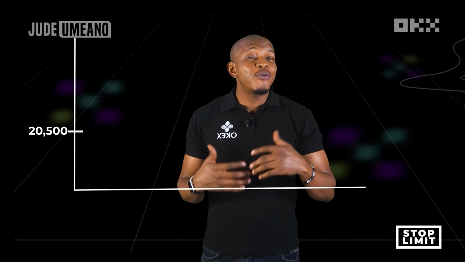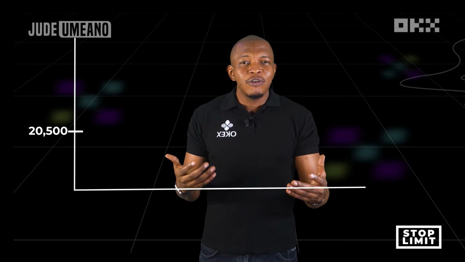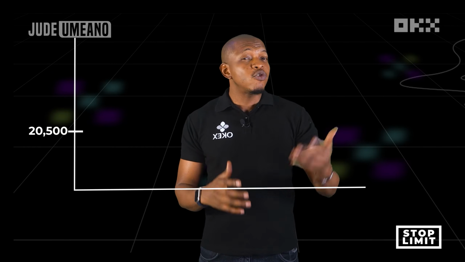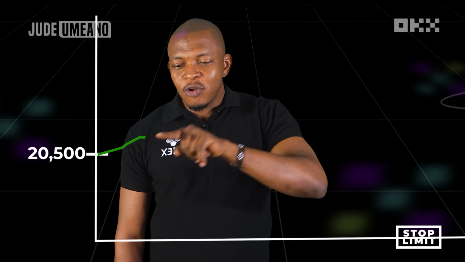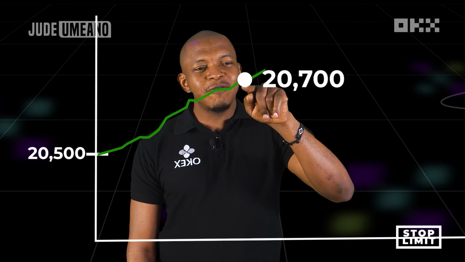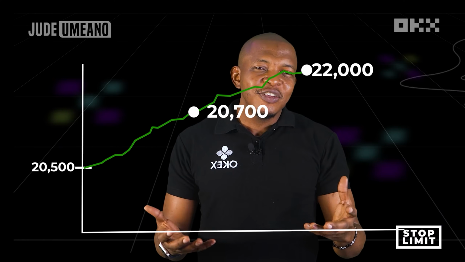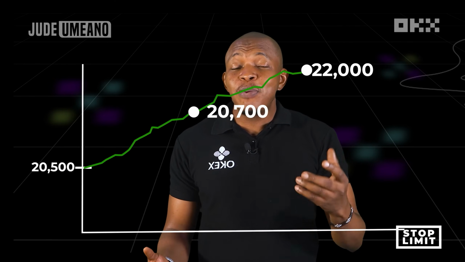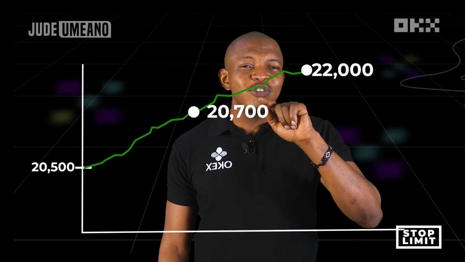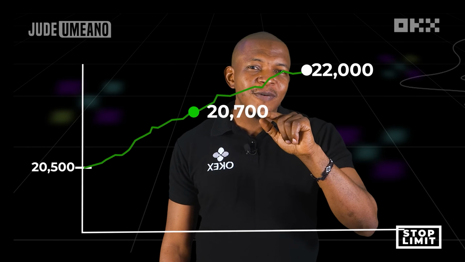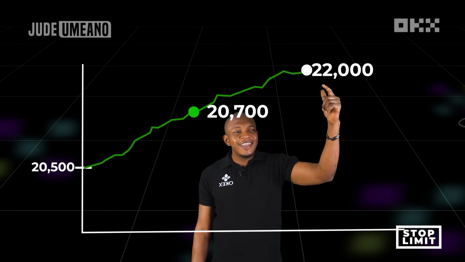Let's say the price of Bitcoin is 20,500. Then you did your technical analysis and came up with the conclusion that BTC would either go up or go down. If it starts going up and crosses 20,700, it will keep on going until it gets to 22,000. With this, you can use a stop limit order to place your order, let's say at 20,710, with the intention of selling at 22,000. You can apply this same strategy for when it is going down.